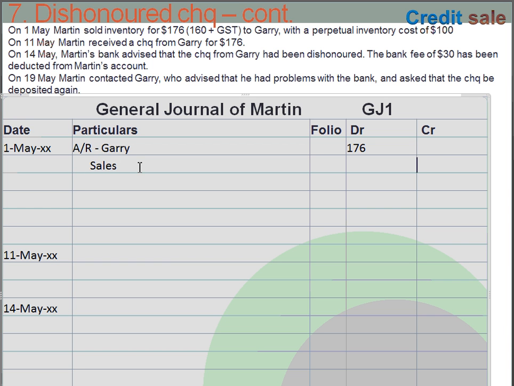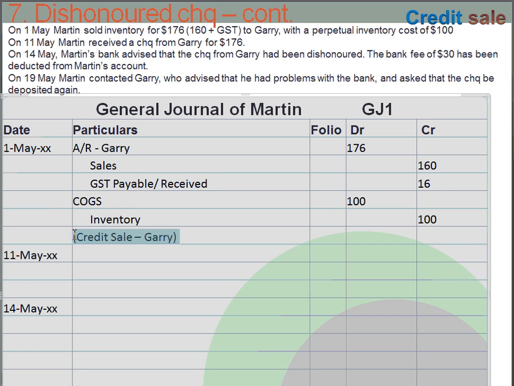And credit goes to sales for $160. And then we've got GST payable or GST received, depending on your chart of accounts, of $16. We also have cost of goods sold of $100, and we reduce the value of inventory by $100 as well. And we'll put some reasonable descriptions such as a credit sale to Gary. Okay. All right. What happens on the 11th of May?